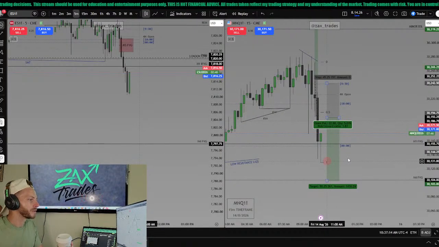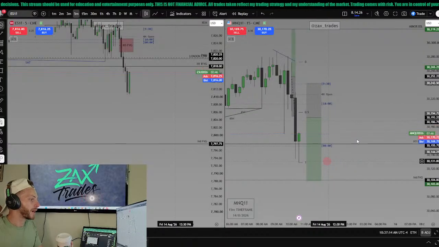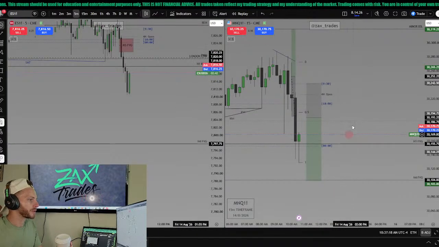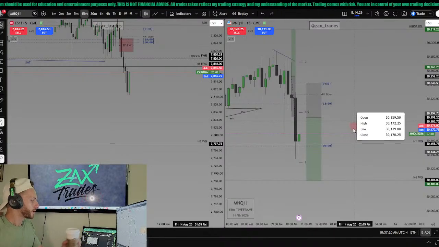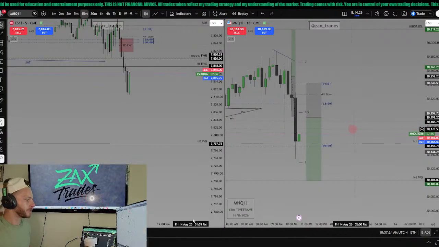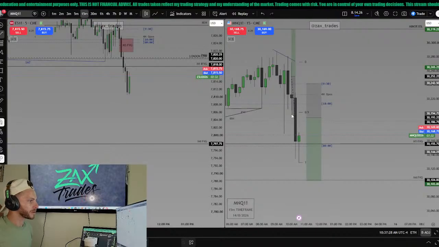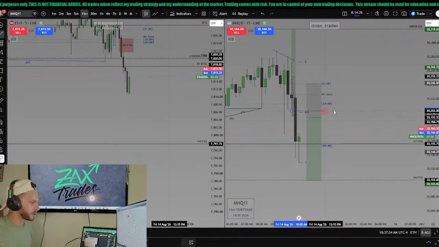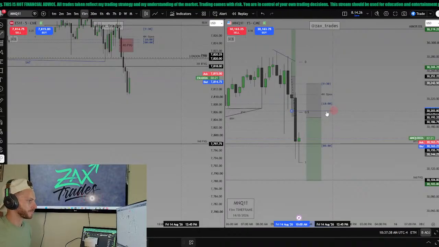Let's see. So we're getting that pop. A couple things could happen here. We could drive higher. Let me mark this out. So this wick right here, if we reach that wick, then we would basically close the imbalance on the 15-minute chart.